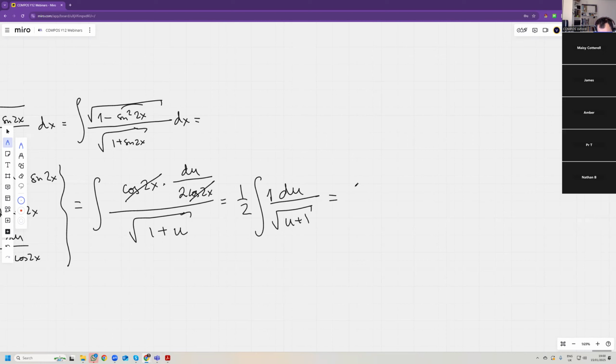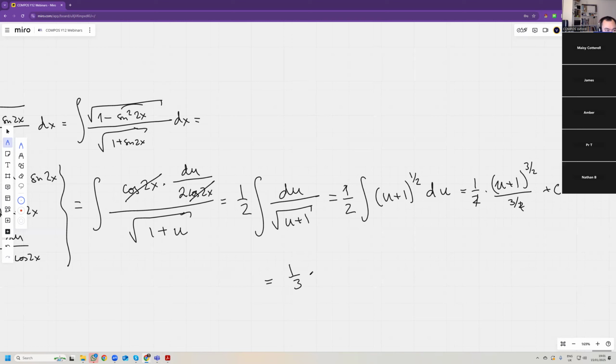Can I do this trick? No, I don't need to. Sorry, I don't need to do any tricks here. It's literally just the integral of (u plus 1) to the power half du, which is 1/2 multiplied by (u plus 1) to the power 3 over 2 over 3 over 2. So the 2 cancels, plus c. So that is 1/3 square root of sine 2x plus 1.